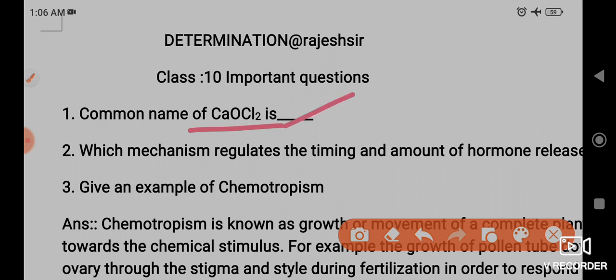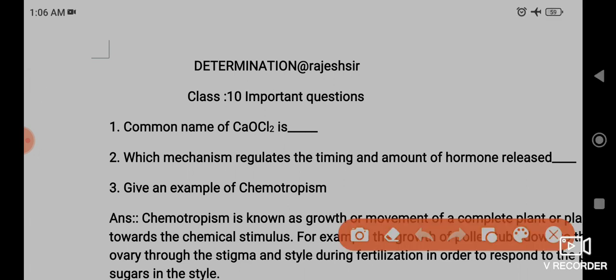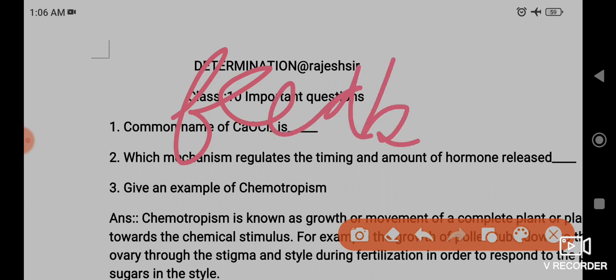Second question, which mechanism regulates the amount of hormone release in our body? So all of you know and read in the book also, that is known as feedback mechanism. FEED, feed, BACK, back mechanism. Okay, so feedback mechanism controls the amount and time of hormone release in our body.